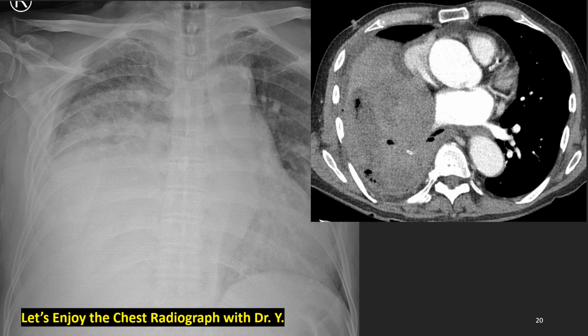What do we see on this axial contrast-enhanced CT? Almost all of this is tumor, I think. Extensive tumor mass with compression or invasion of the left atrium and mediastinum. Yes, a very extensive, large lung tumor.